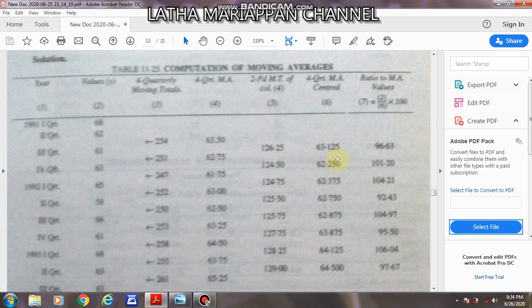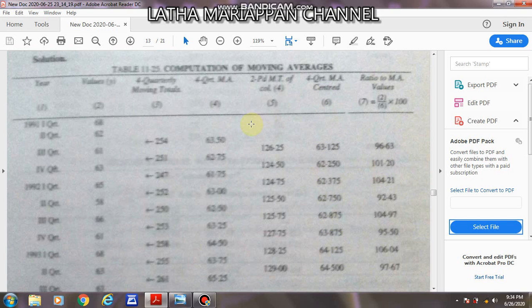Then the next step is to do a centered average. Divided by 2, you will get 63.125. If you divide 124.50, you will get 62.250. This is an average because we took two data and added them, so you have to divide by 2. Now we got this sixth column, the ratio to moving average.